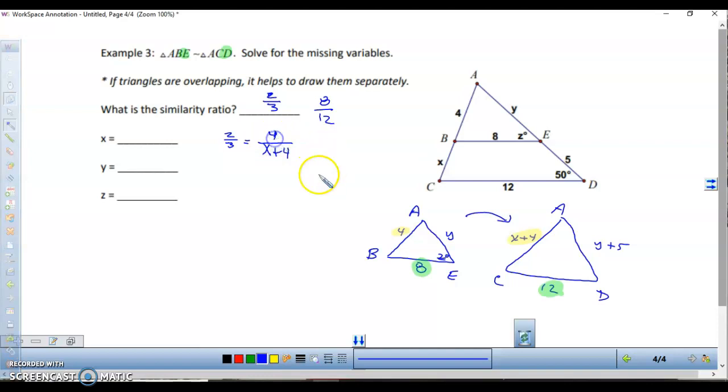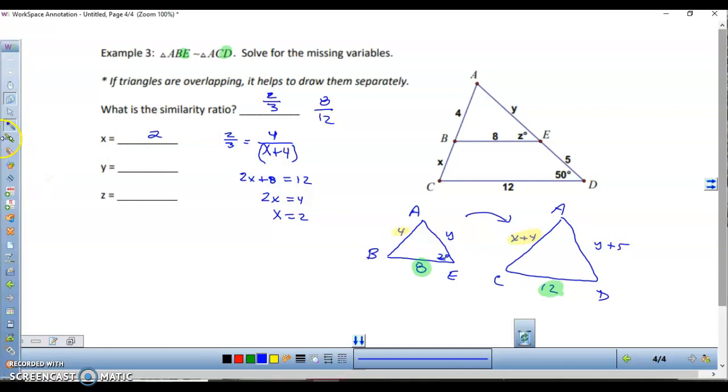And then I'll solve by cross multiplying. And just like we did yesterday, be very careful that you distribute when we cross multiply this too. So 2 times x plus 4 is going to give me 2x plus 8. And 3 times 4 is going to give me 12. Subtract 8 from both sides, so 2x is equal to 4. And then I'll divide both sides by 2, so x is 2. So I know x is 2.